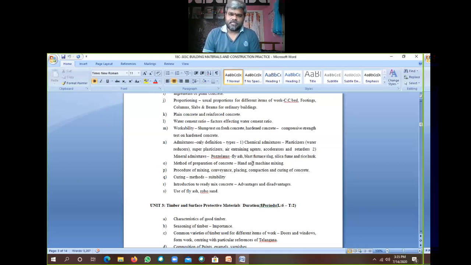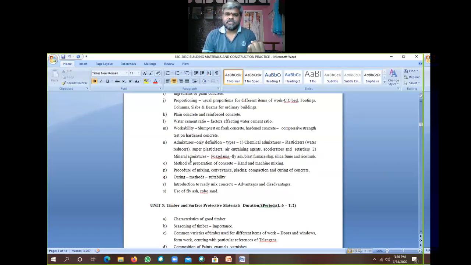And the method of preparation of the concrete and procedure for mixing and conveyance, placing, compaction, curing, curing methods, suitability, and introduction to ready mix concrete. And advantages, disadvantages, and uses of fly ash and robo sand. These are called mineral admixtures, right? So chemical admixtures and mineral admixtures, two types. Mineral admixtures are like pozzolana, fly ash, blast furnace slag, silica fume, rice husk, etc. Up to here, this is very important.